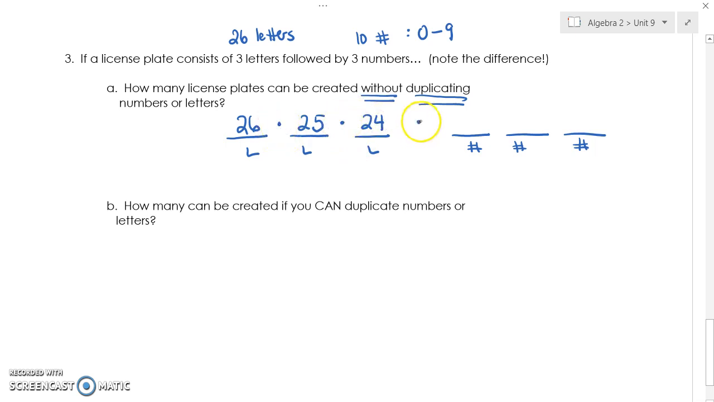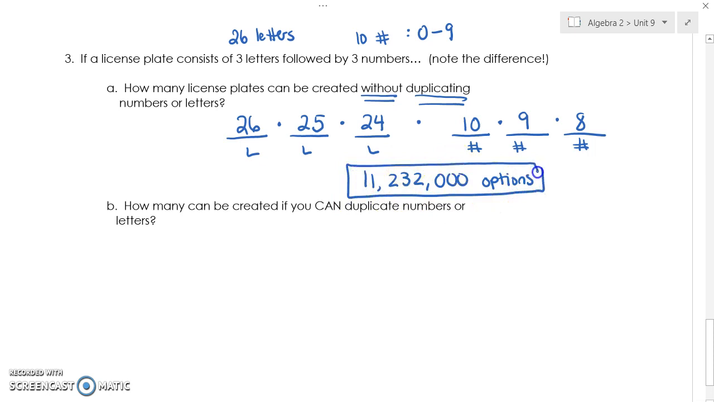Numbers are very similar as well. Well, I have 10 numbers, 0 to 9. Once I use one of them, I can't use it again, so I have 1 less, making it 9 options there, and then 8 options for the last one. And the product of those, 26 times 25 times 24 times 10 times 9 times 8, gives us our final possibilities: 11,232,000 options. And that's why we don't have any repetition of license plates, because we need as many options as possible so everyone is identified differently. All right.